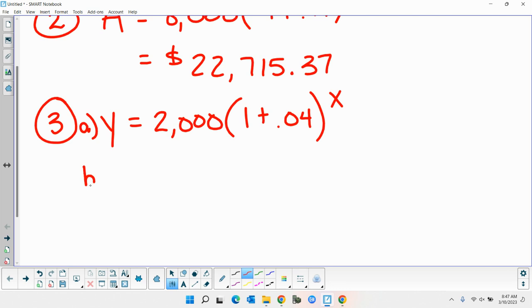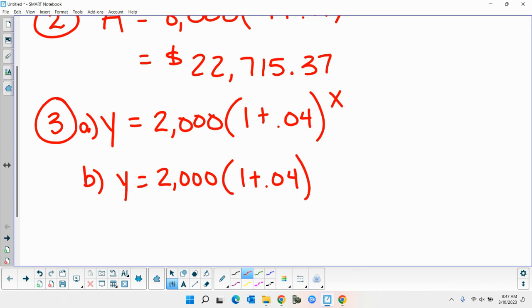And then B is y equals 2,000, 1 plus 0.04. And it's set at, we started at 10 a.m. and it's 10:30 a.m. So what's my x value? 30, right? That's per minute that's happening. So that's a 30. So that came out to 6,486.8. So if you want to go 6,487, that's okay.